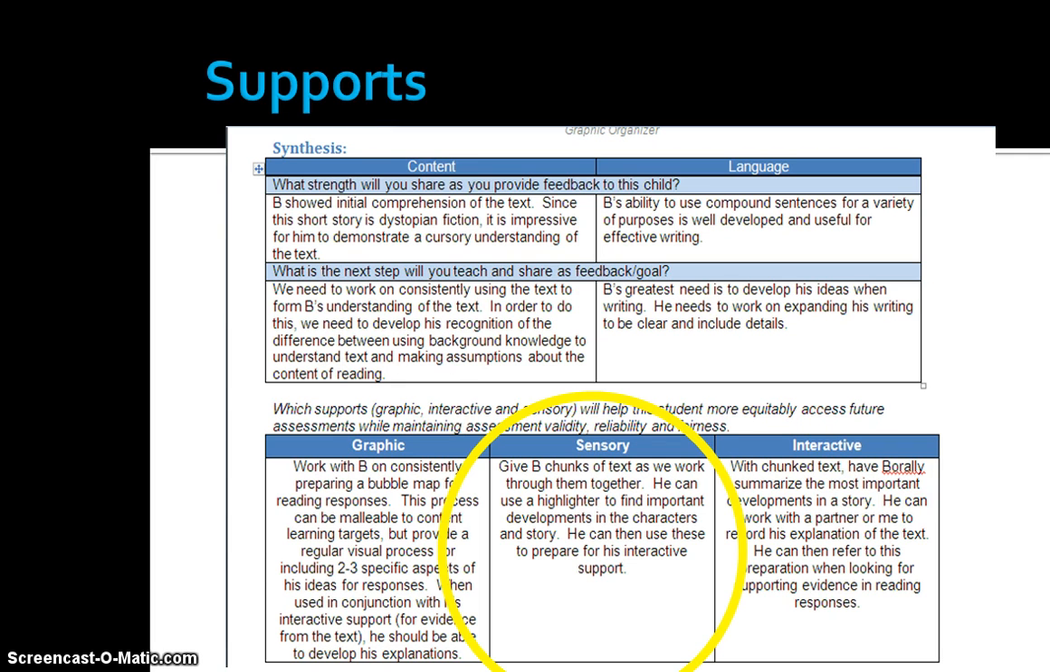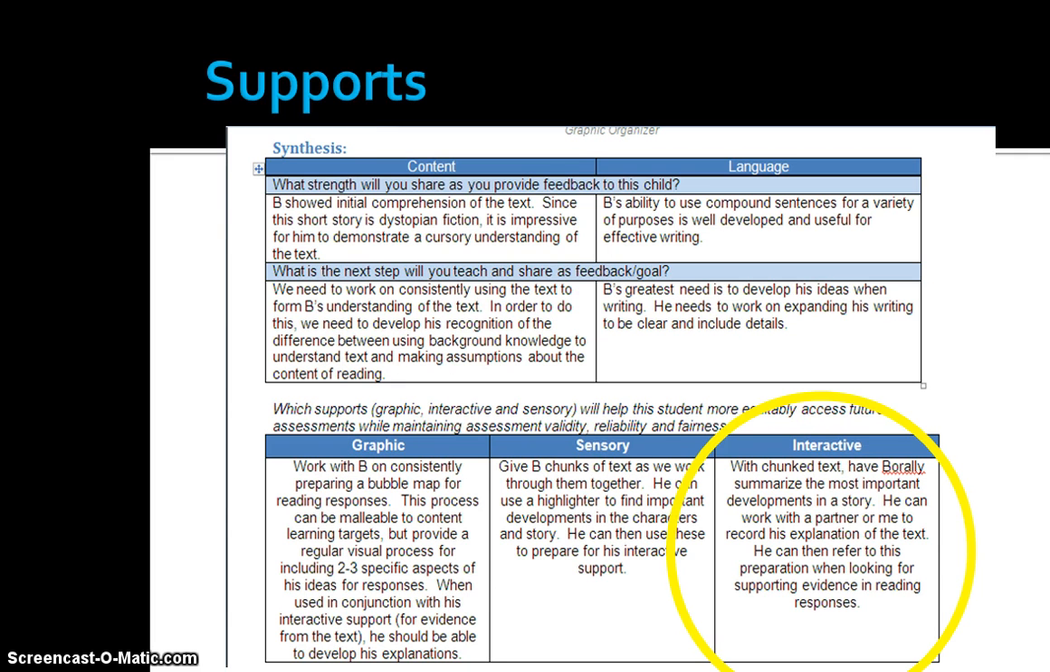A sensory support idea would give him chunks of text as we work through them together. He might have a highlighter to find important developments and characters in the story, or to note important details or events that he wants to use to justify his inference.